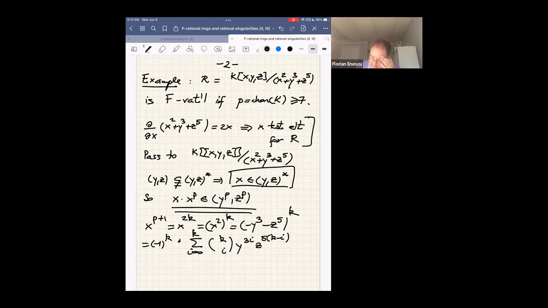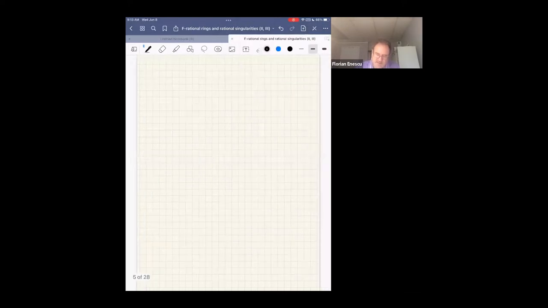All right, so now because 2k is p plus one, it means that k is less than p, and we don't need to worry about the binomial coefficients, these are never zero. So we need to look at these terms. We have a sum of terms like this.